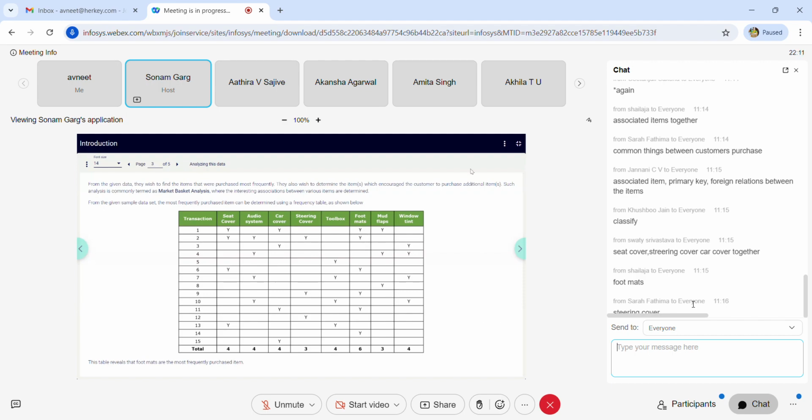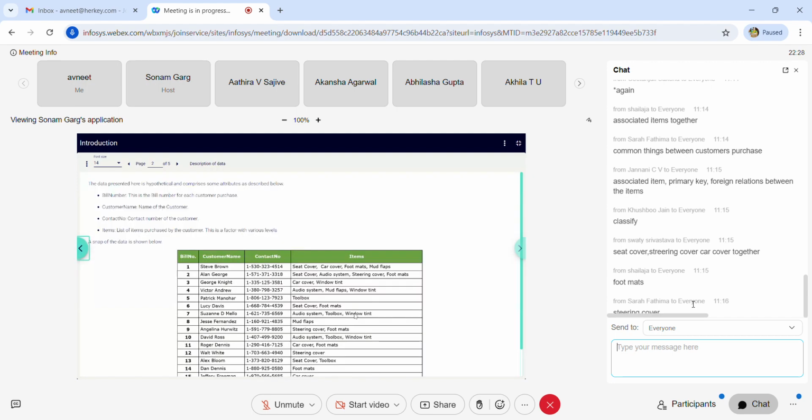That might be your approach of doing, but maybe we can go for the associated items like we did in the earlier step. Only 3 transactions were there where seat cover and foot mats came together. Now we need to have a support, a minimum support from the number of transactions to prove this. So a threshold should be there.